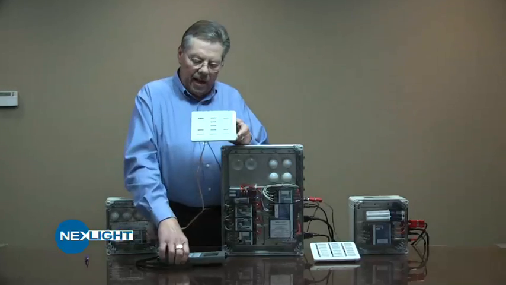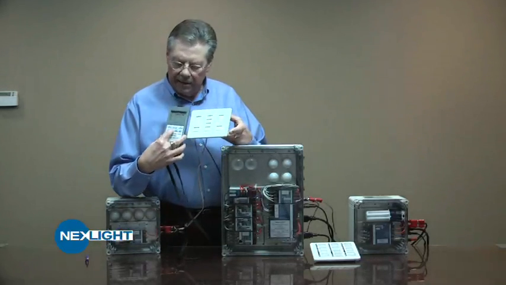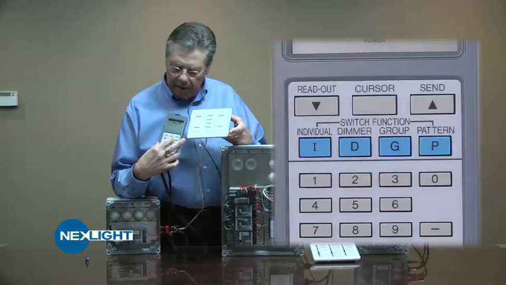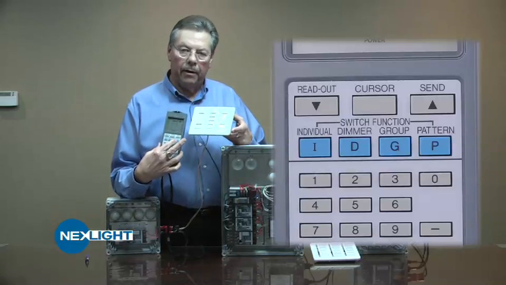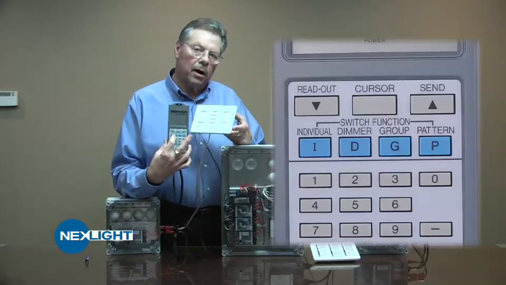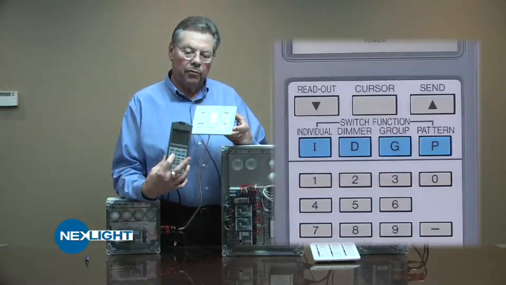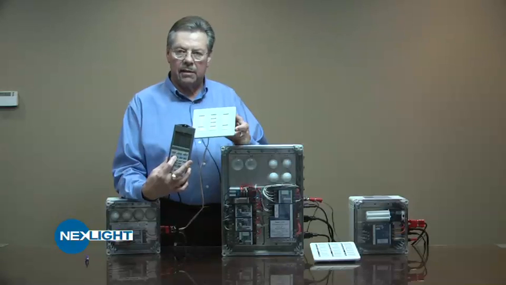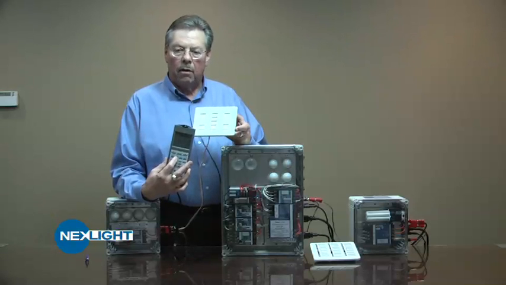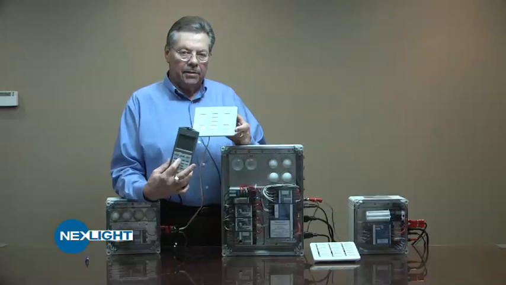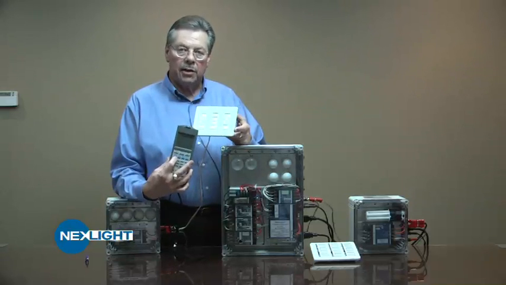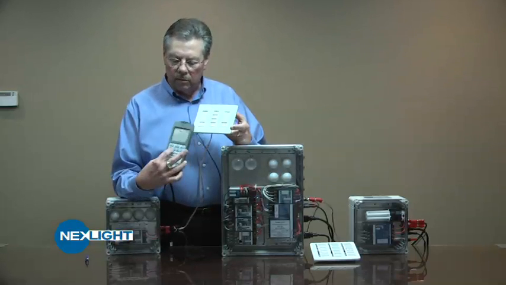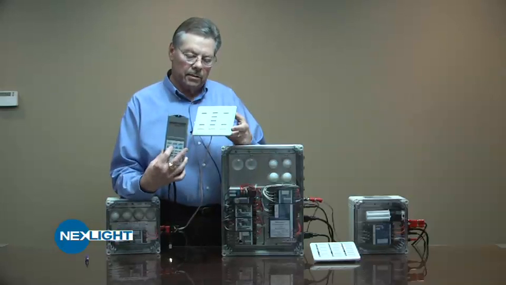And you will also see on the actual programmer that there is a G button, there is an I button, and there is a P button. Individual, group, and pattern. The D button is for our old technology. In the previous early years of the NexLight system, they actually had to call a dimmer a dimmer. In this technology, a dimmer is considered an individual, so it doesn't differentiate itself from an individual as a dimmer. This is only used when we're programming in old systems.